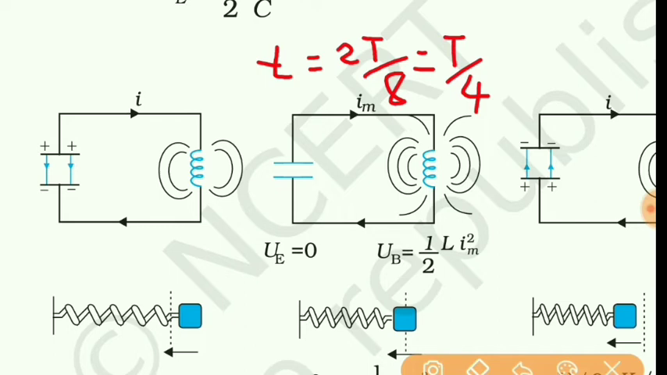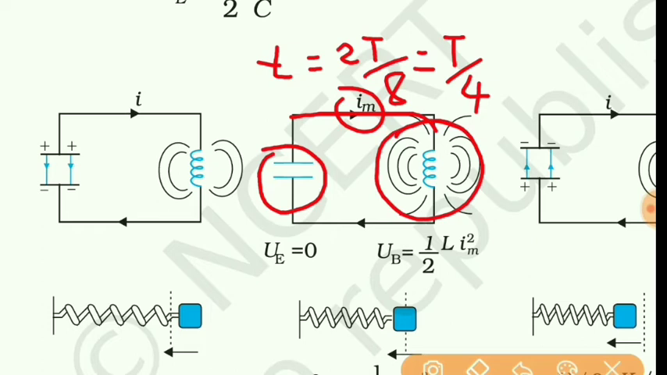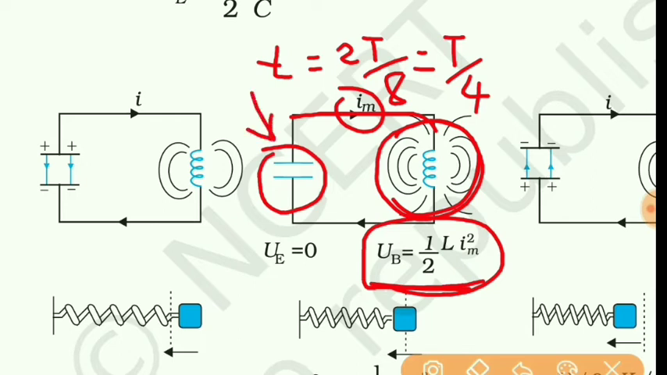You can see now capacitor is completely discharged and the current is now maximum. So when the current is maximum, magnetic field associated with the inductor is also maximum, and so this is the maximum energy stored in the inductor. But as capacitor does not have any charge on its plates, energy associated with the capacitor in the form of electric field is zero.